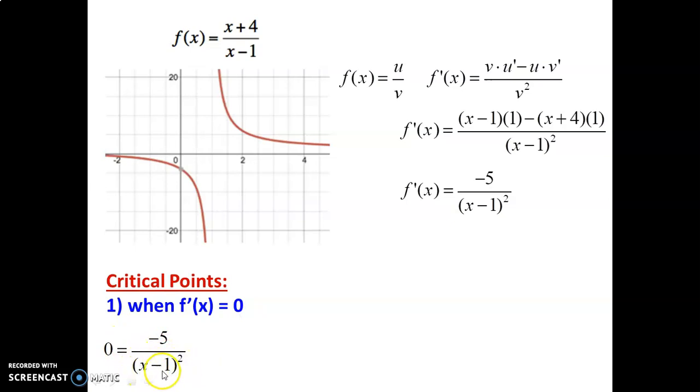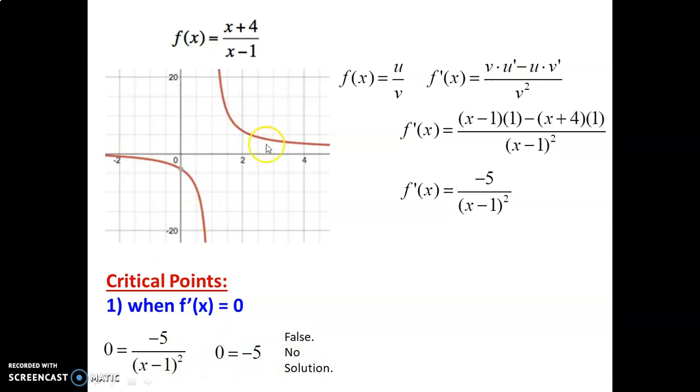Well, if you multiply both sides by (x minus 1) squared, you cancel that, but you end up with a statement that says 0 equals negative 5. That is a false statement. That's never true. So we can say there's never a point when there's no slope. There's never a point when the derivative equals 0. This is a false statement, so there's no solution here. There's no answer for x.